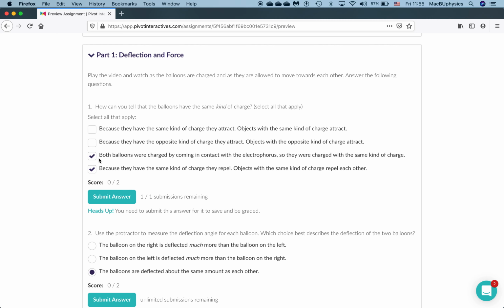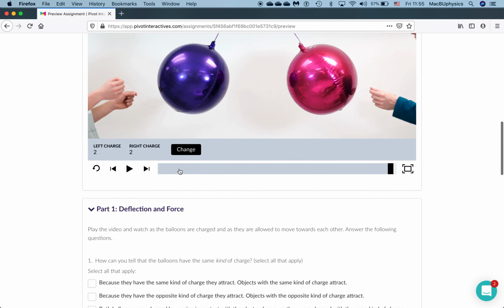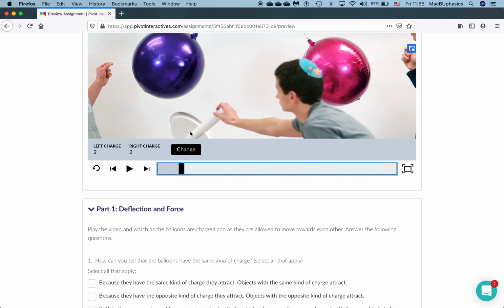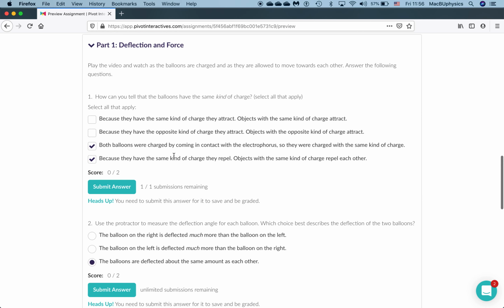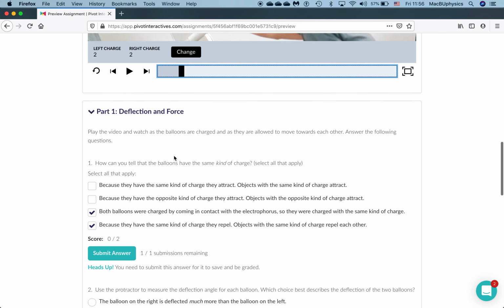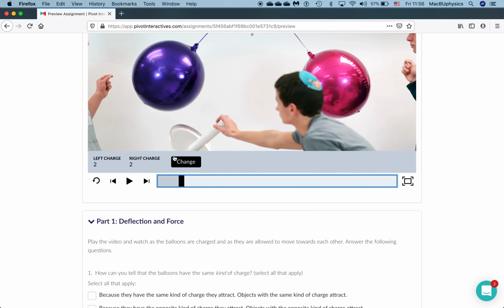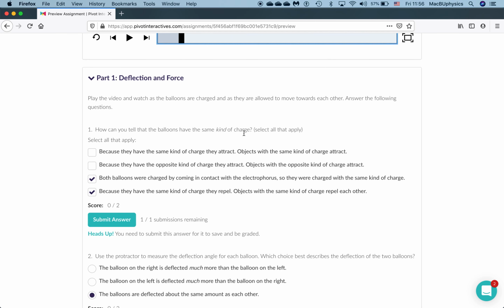The author wants you to choose these two answers. Why? Because, again, you saw the electrophorus, kind of, and you should have made an assumption that the same electrophorus means the same polarity. But of course, the most natural answer is you observe the repulsion, so they must have the same polarity, the same kind.